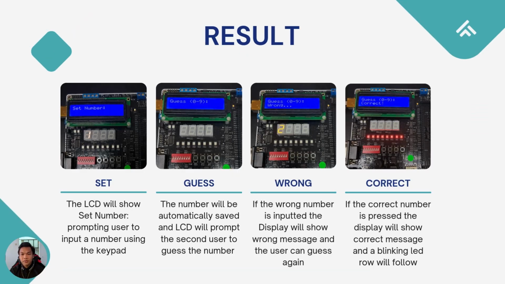Next, we have the result. This is our result for the board. The game is initialized by asking the admin to set a number. This input is saved silently without any input from the user. The LCD then prompts the player to guess 0 to 9, and if the input doesn't match the target, the LCD immediately provides feedback by saying wrong, prompting the user to retry. When the input matches, we see the correct message, triggering the victory state for the LED by blinking 3 times.